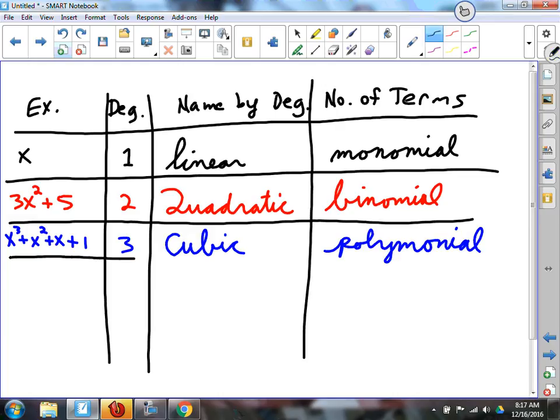So let's look at this next one. Suppose we had something like 2. I've got a beef with this one. Now, most of you are going to miss the degree on this. The degree is the exponent of the variable. You're saying there is no variable.